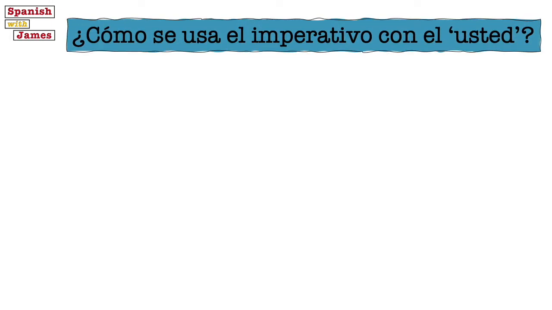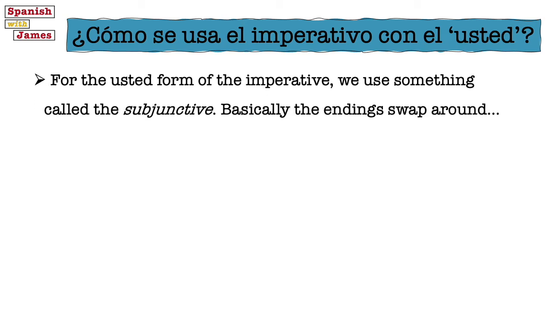Ahora vamos a mirar cómo usar el imperativo con usted. We're now going to take a look at how we use the imperative with usted, which, if you don't know, is the formal you singular. So if you're speaking to a single person who you need to show respect to, maybe it's a police officer, maybe it's your teacher, maybe it's someone who's older than you, and you don't really know them that well, you're going to use usted. But you still might need to give this person directions, for example.